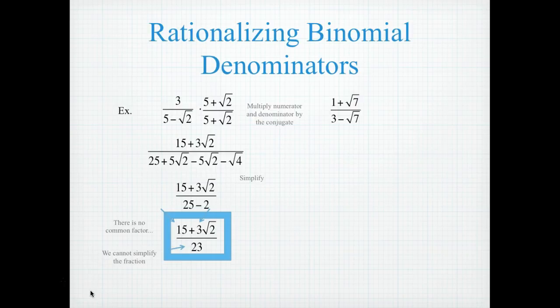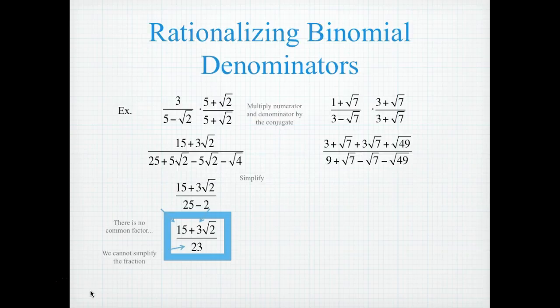In our next example, we have 1 plus root 7 over 3 minus root 7. So remember, we're looking for the conjugate of the denominator, and the conjugate of the denominator is 3 plus root 7. So we multiply numerator and denominator by the conjugate 3 plus root 7. Now we have to distribute the numerator, which gives us 3 plus the square root of 7 plus 3 root 7 plus the square root of 49. And in the denominator, we have 9 plus root 7 minus root 7 minus the square root of 49.